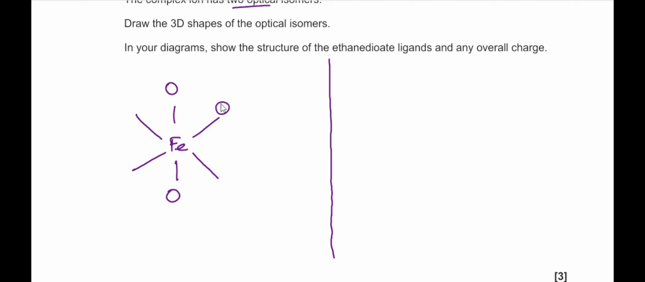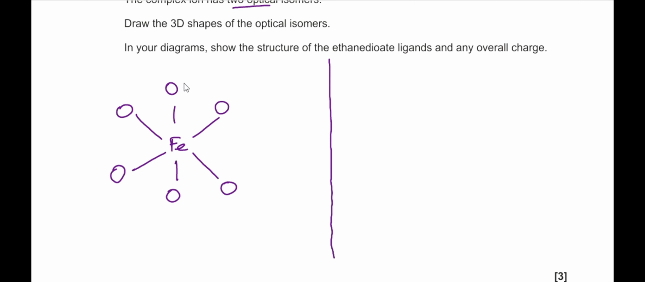Let this be a vertical line here. Starting from here, let's put Fe at the center, and on the axial positions mark oxygen, oxygen. These oxygen atoms are those with the negative charge in the ethane dioate ion. Now let us draw 4 more ligands here, here, here. We'll complete that later and draw the wedges also. Now put O here, O here.